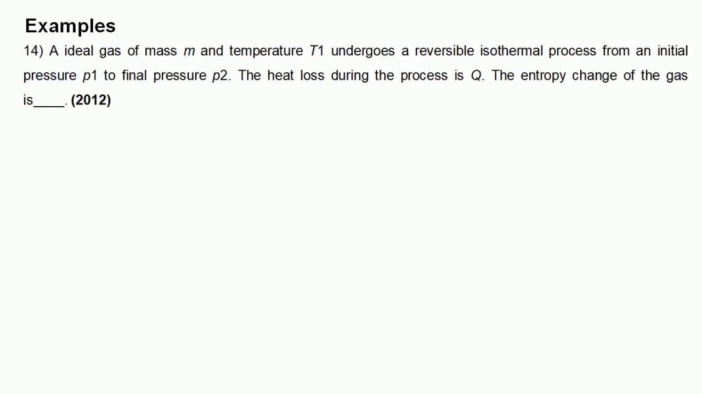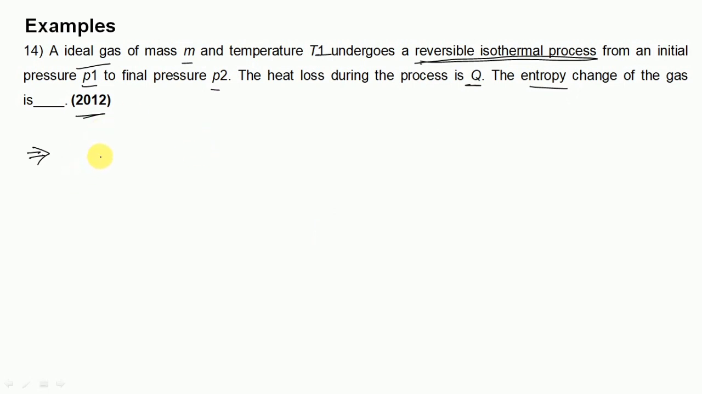Here is an example from 2012. Whatever data is given: an ideal gas of mass m kg and temperature T1 undergoes a reversible isothermal process. So now we can observe how many examples are asked on the isothermal process. The initial condition is given, the final pressure is P2, the heat lost during the process is Q, and we need to find the entropy change. So the entropy change is what we have to find.